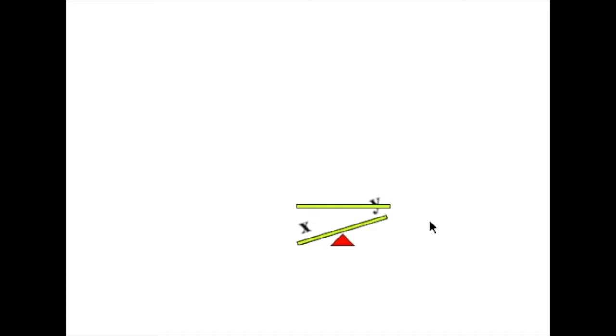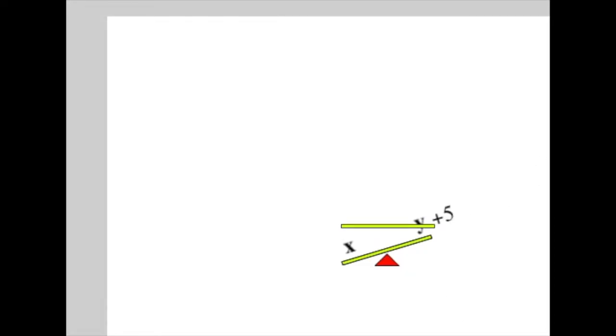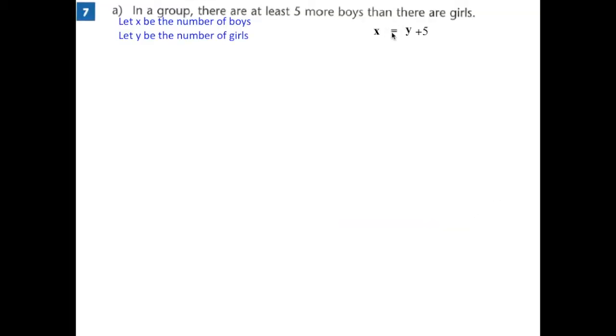It's counterintuitive. You'd think you'd want to add the 5 more to the boy side to keep it balanced. We're going to add 5 to the Y side to make the Y side heavier. If we add 5 to the Y side, it comes back to balanced. That's why we're putting the 5 with the girls. But they're not equal. There are at least 5 more boys than girls. There are still more boys than there are girls. So X is still greater than or equal to Y plus 5.